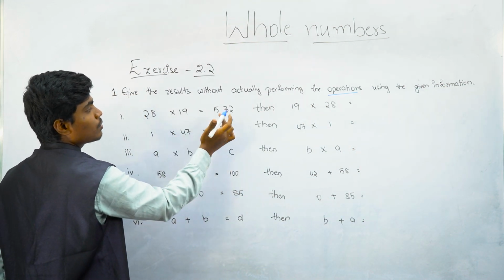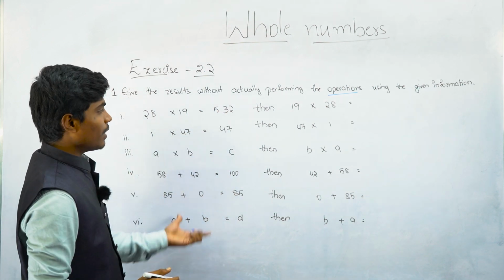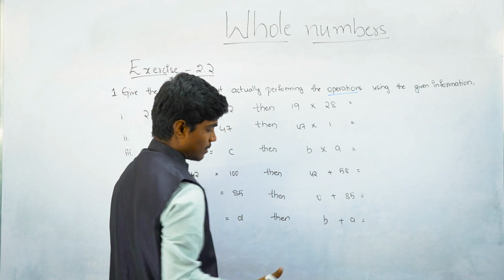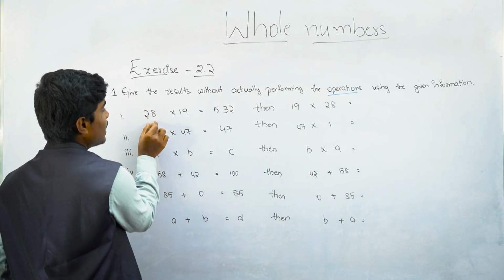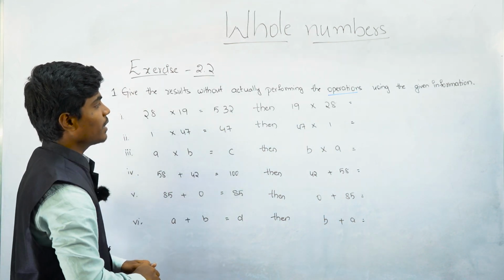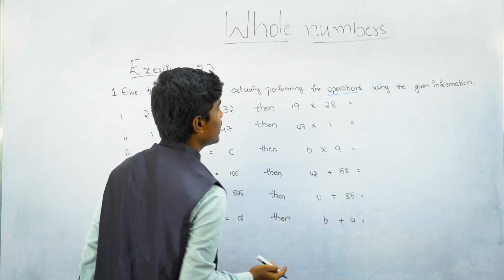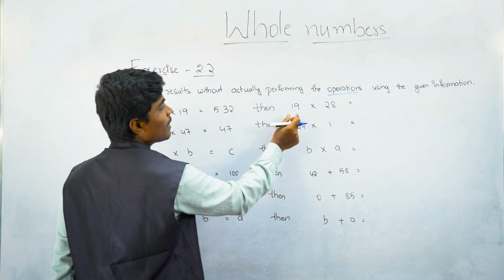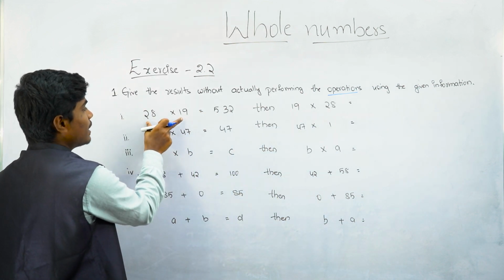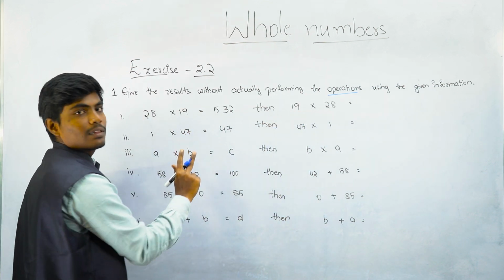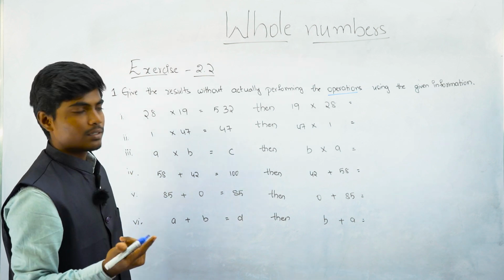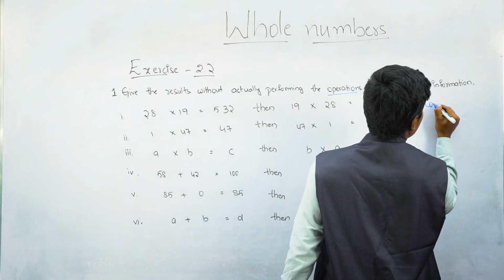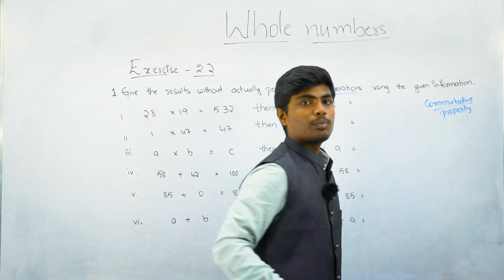28 into 19 is equal to 532. By using this information, we have to find the results of these. See here, 28 into 19 is equal to 532. Here he asked for 19 into 28. Here he multiplied 28 with 19. Here he multiplied 19 with 28. Here the two numbers are same, but there is a change in the order. This is called commutative property. What is commutative property?